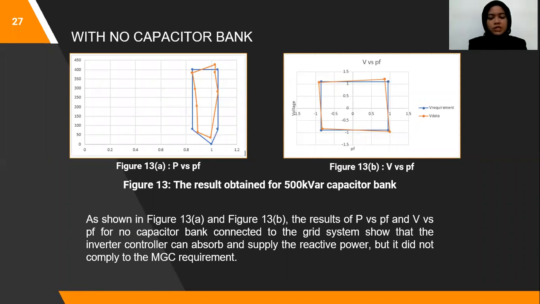So in figure 13a shows the P versus PF. Figure 13b shows the V versus PF. So the blue line are the MGC requirement, and the orange line are the data collected. As shown in figure 13a and 13b, the results of P versus power factor and voltage versus power factor for no capacitor bank connected to the grid system show that the inverter controller can absorb and supply the reactive power, but it did not comply to the MGC requirement.